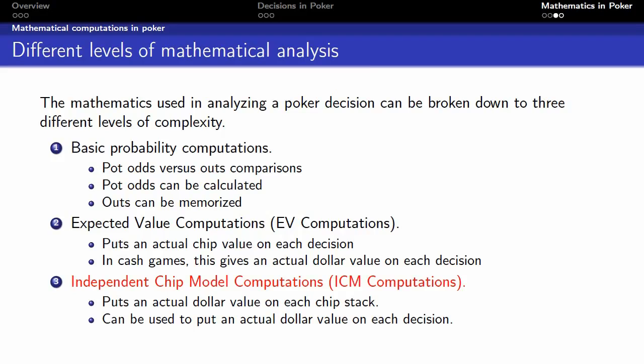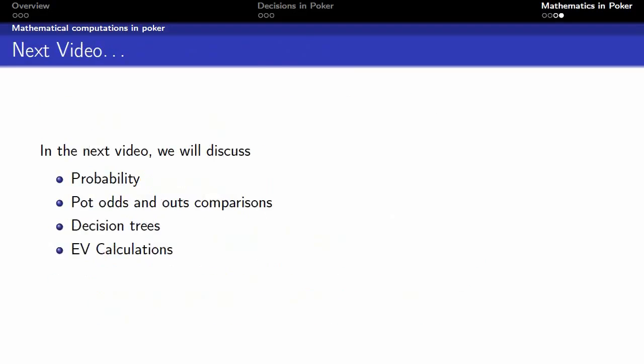These next 3 main levels of analysis will be the next few videos. Video 2 will actually be basic probability computations and expected value computations. And then videos 3 and 4 will both be focusing on this last independent chip modeling computations. So next video we'll talk about probability, pot odds versus outs. Do some basic calculations there, then move into decision trees and forming expected value calculations, and running through a few examples there.